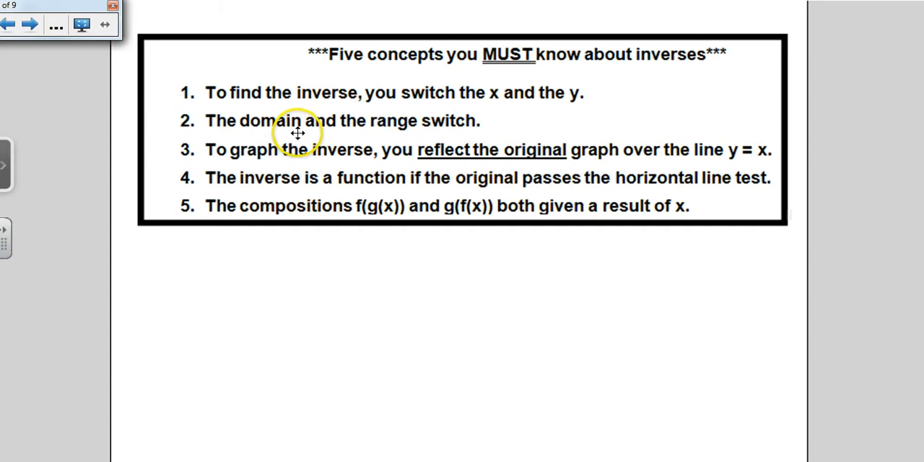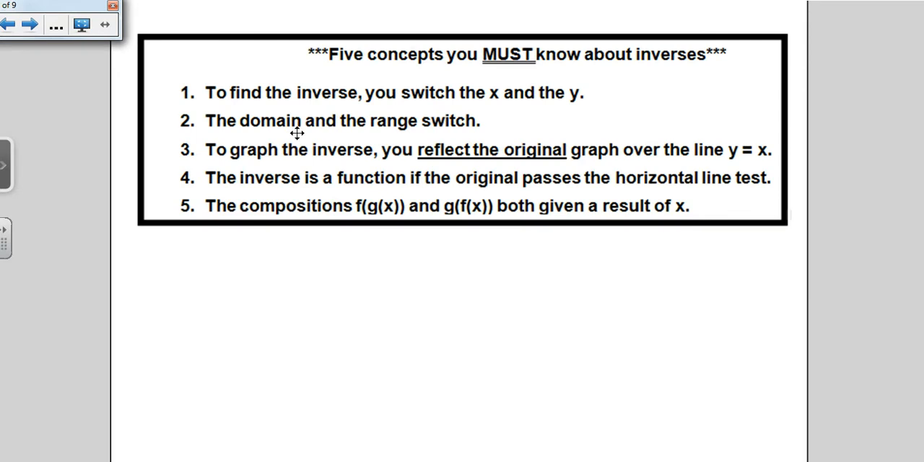Since we switched the x and the y, that means the domain and the range are also going to switch. Now this one's kind of unique. If you graph an inverse, and then you graph the original as well on the same graph, you're going to notice that they are reflections over the line y equals x. And y equals x would be a diagonal line that goes through the origin with a slope of 1.